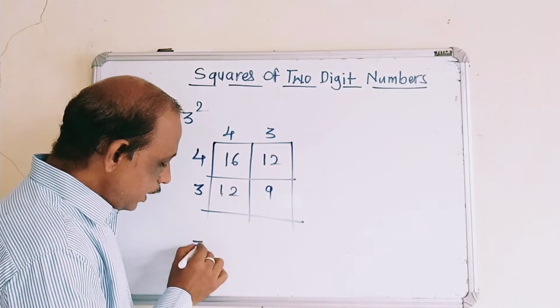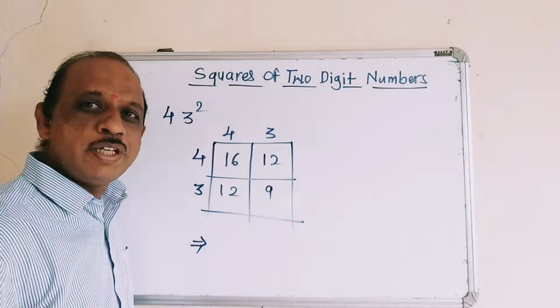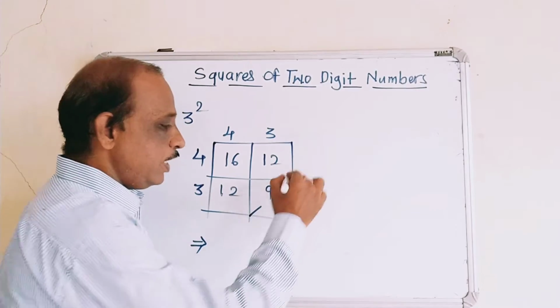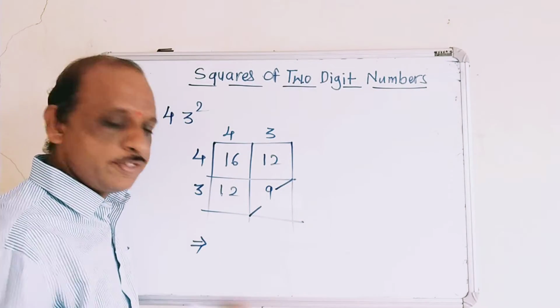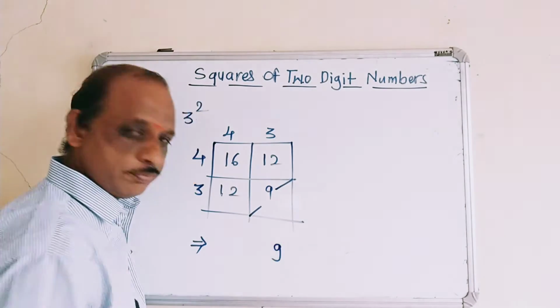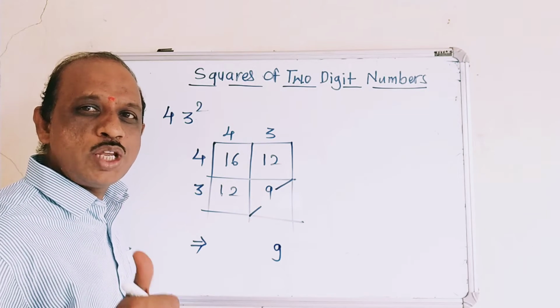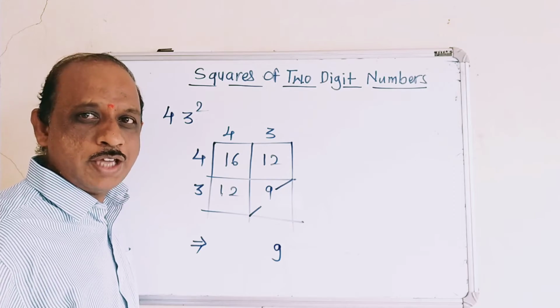Now you have to write the elements diagonally. That's why this method is called the diagonal method. Now in the first square, if you are taking the diagonal, there is only one number, that is 9. So you have to write 9 as it is. If there is a number more than 10, then you have to write only one digit and the other digits you have to take as carry.